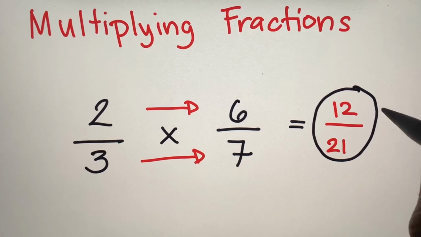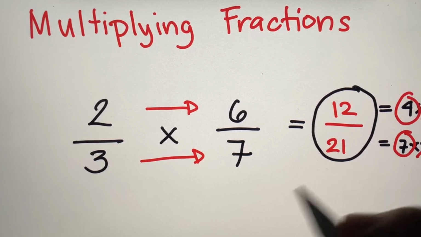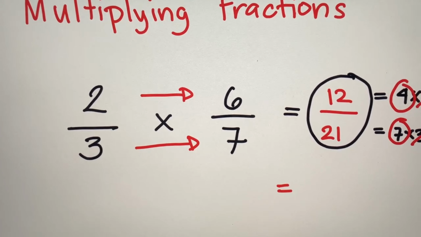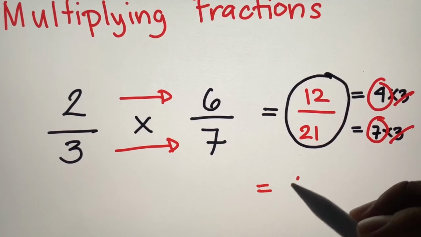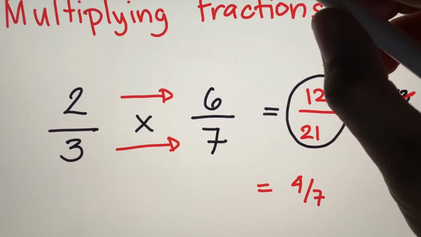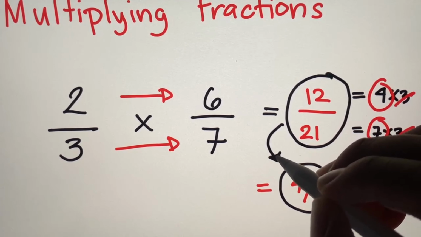So what we're going to do is get its factorization. The numerator is 4 times 3, and the denominator is 7 times 3. So we can easily cancel their common factor, and that would be 3. We cancel that out, and what's left on our numerator is 4, and the denominator is 7. Therefore, the simplified answer is 4 over 7.